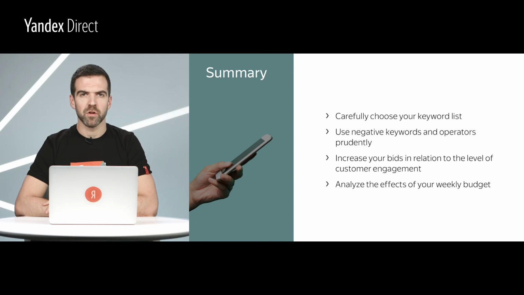Let's sum up what we've learned about setting up campaigns for ad networks. Carefully choose your keyword list. Use negative keywords and operators prudently. Increase your bids in relation to the level of customer engagement. And analyze the effects of your weekly budget. All of the steps listed here will help you create a new campaign or optimize an existing one so that you can meet the goals you have set for your business.